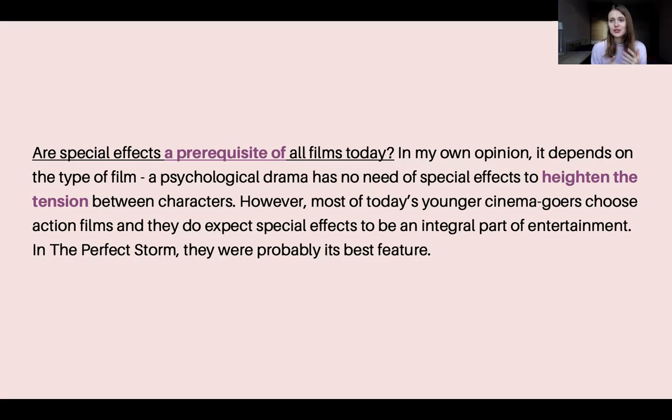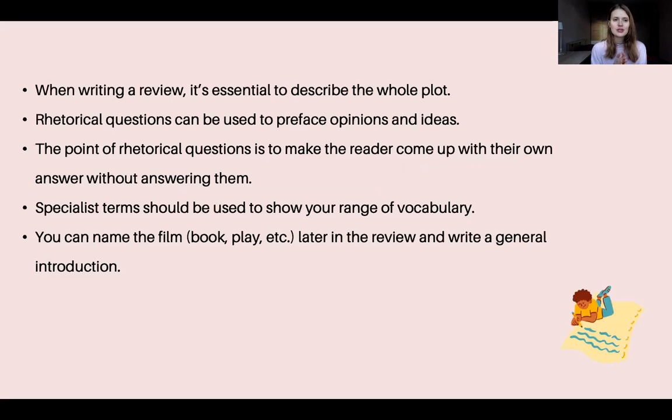So now that we have talked about and looked at the stylistic and structural features of the review, it's time to recap. So here are 5 statements. Pause the video and mark them as true or false, and then we'll check. Okay.